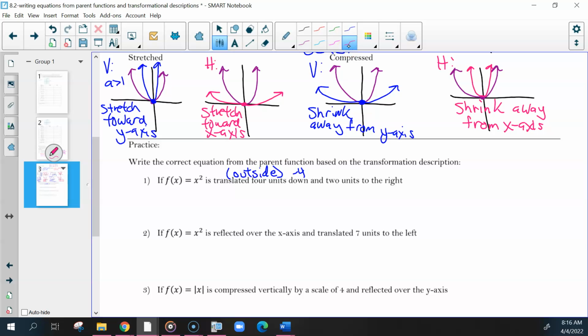Then 2 units to the right, is that horizontal or vertical? Horizontal. So that would be inside or outside? Inside. 2 units to the right, how would we write that? Not plus. Be the opposite. So -2. So now that we know those 2 things, we know we're going to start off with x squared.